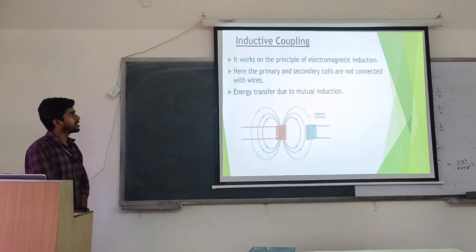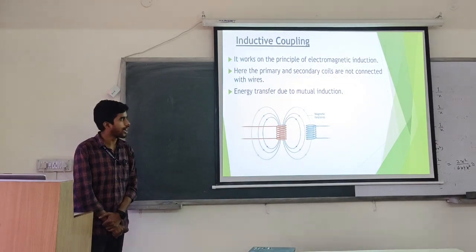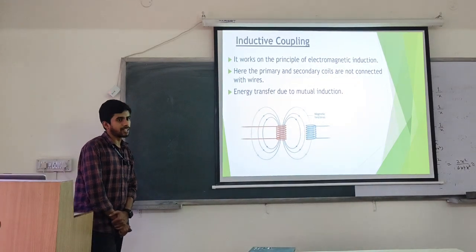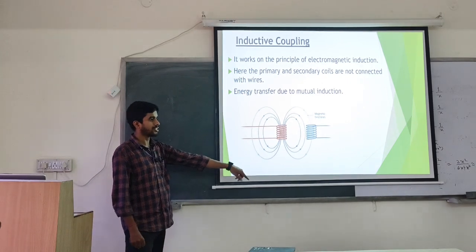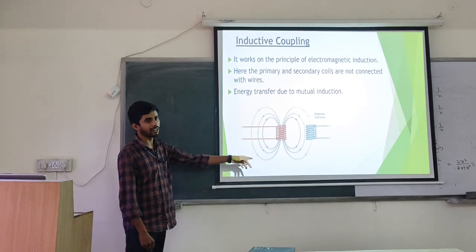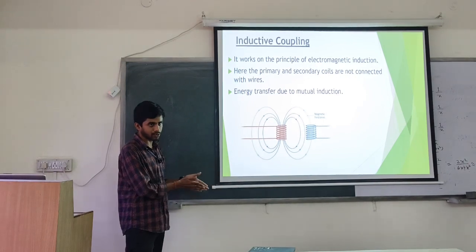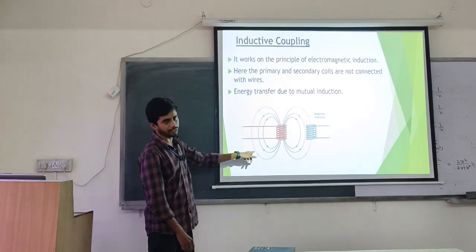Here the primary coil and the secondary coil are not connected, and the energy is transferred due to mutual induction. This principle is used in the transformer. We see in the transformer, the primary and secondary coils are not connected. There is an air gap between these two. So it works on the principle of inductive coupling.